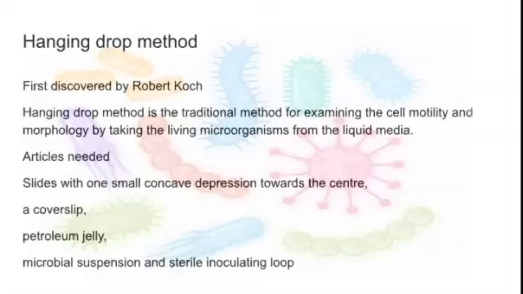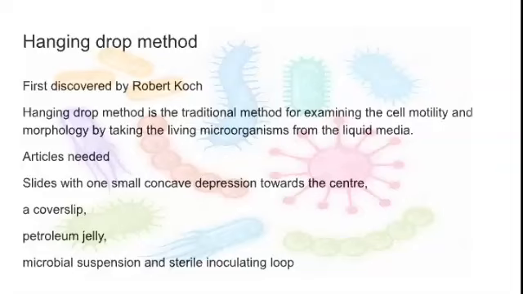Hanging drop method is a traditional method for examining the cell motility and morphology by taking the living microorganism from the liquid media. If you want to see the living microorganism, because in staining techniques we kill them by fixing it with the heat. So here we are not applying heat, and you can see the movement of the bacteria, especially in case of Vibrio cholerae. The cholera bacteria have a high motility, so you can easily identify them with the hanging drop method.